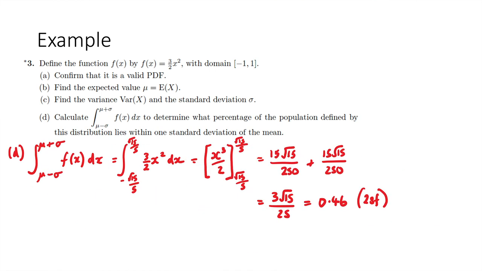So I've done that. Last bit, calculate the integral from mu minus the standard deviation, which I just worked out, to mu plus the standard deviation of this, to determine what percentage lies within one standard deviation of the mean. Because we're talking about one standard deviation above the mean, one standard deviation below the mean, we want to know what's the probability that it's in that range, so the area under the curve between those two values. So then we do that by just substituting in the values we just found out.